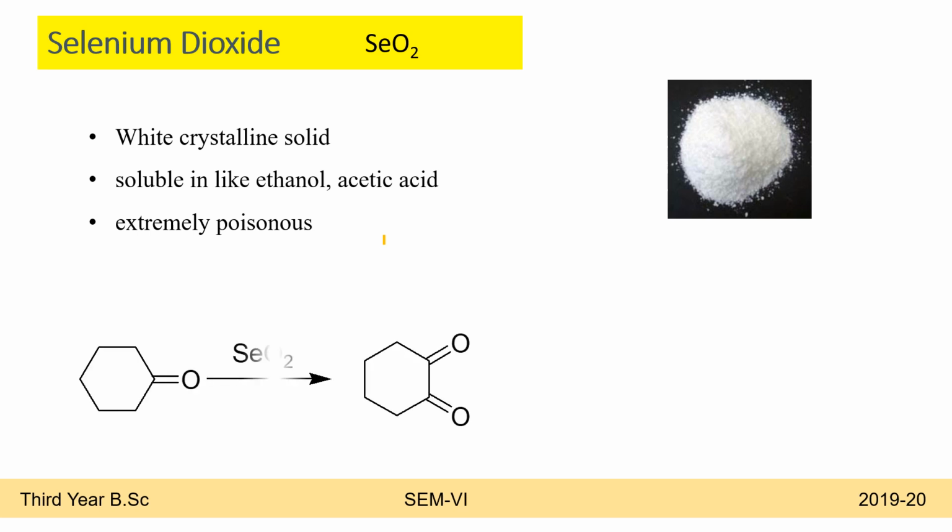So let us see an example. This is a cyclohexanone which, when subjected to selenium dioxide, oxidizes into the corresponding dicarbonyl compound. So this particular methylene group is oxidized into the corresponding carbonyl group.